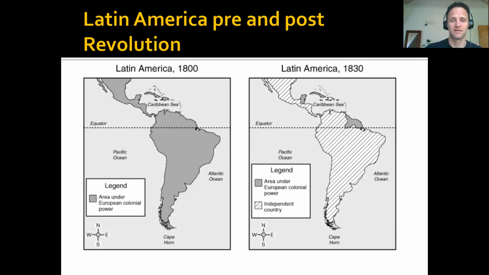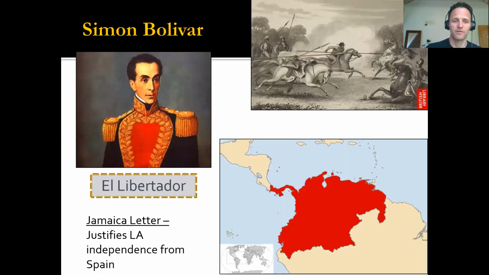You can see how much of the Americas gets its independence from Spain after 1830. It's led by Simon Bolivar. He is the kind of George Washington of the Spanish-American revolutions. His most famous letter, which you're going to read in your exit ticket, is the Jamaica Letter, which justifies independence from Spain. So have a look at that.